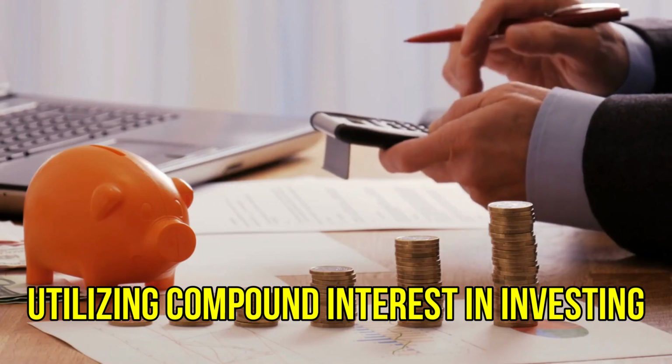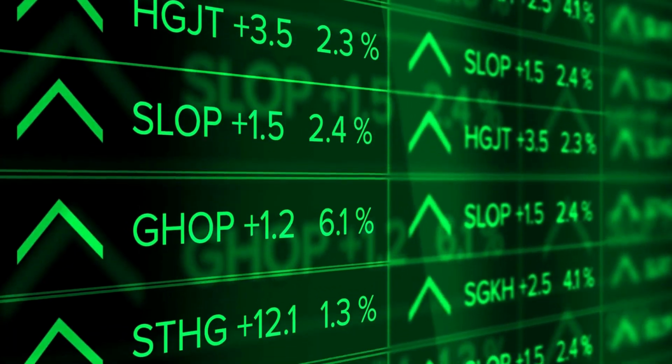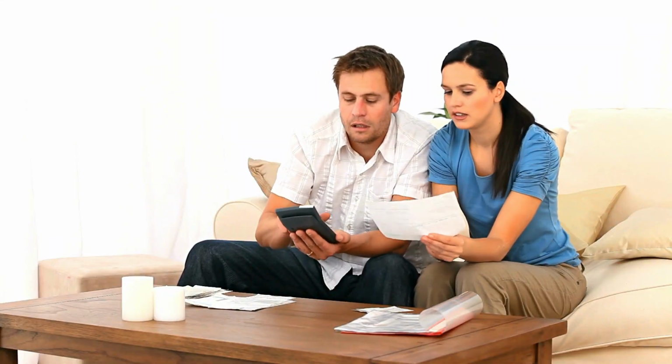Utilizing compound interest in investing. In the realm of investing, compound interest is akin to a trusted ally, helping you advance towards your financial goals.